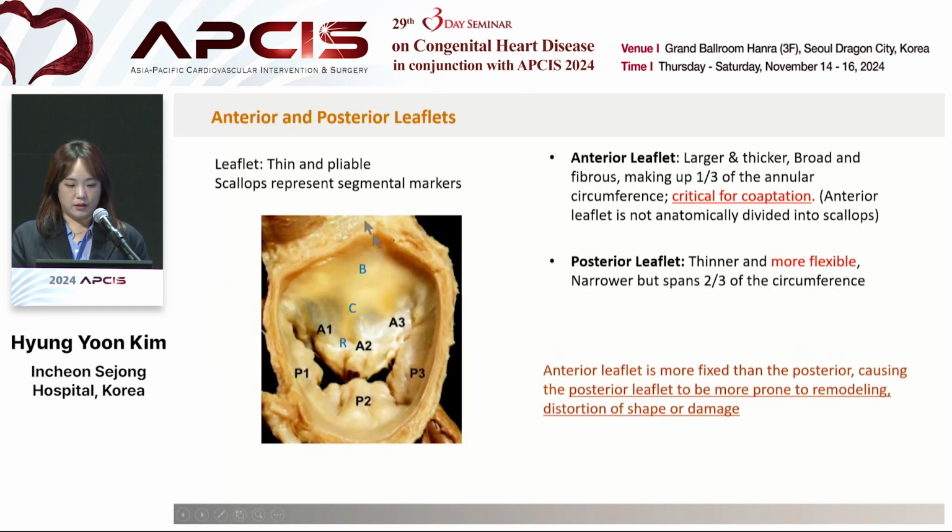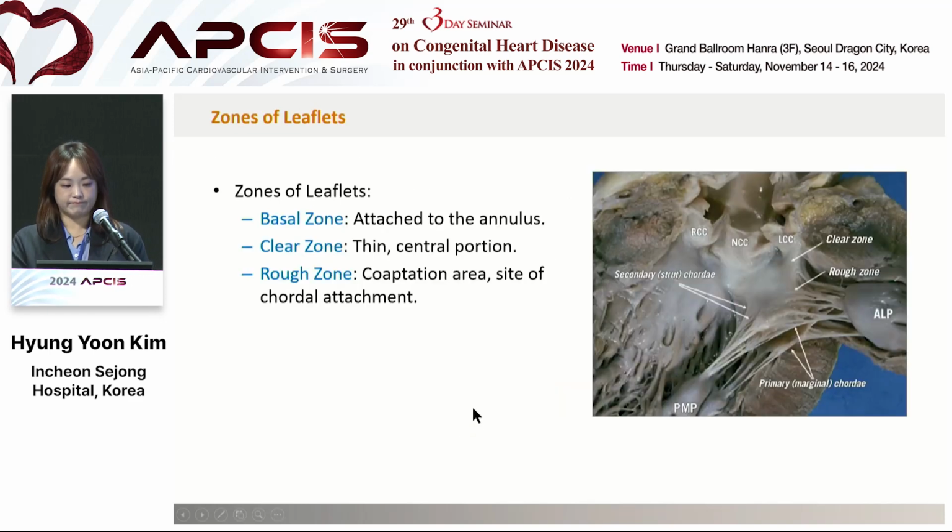The next one is the leaflet. The mitral valve has two leaflets, anterior and posterior. The anterior leaflet is larger, thicker, and contributes to one-third of the annular circumference. The posterior leaflet is thinner and more flexible. So the anterior leaflet is more fixed than the posterior, causing the posterior leaflet to be more prone to remodeling and distortion and shape damage. In this picture, we can see that there is a rough zone, which is the coaptation line, and a clear zone here.